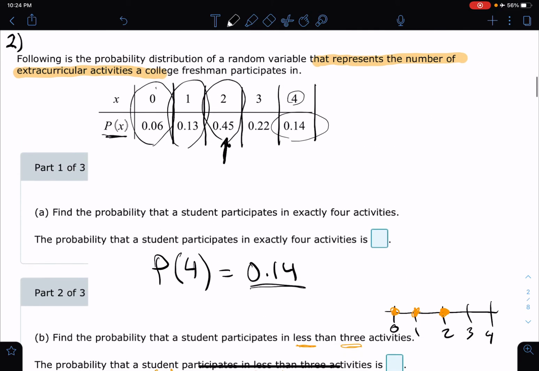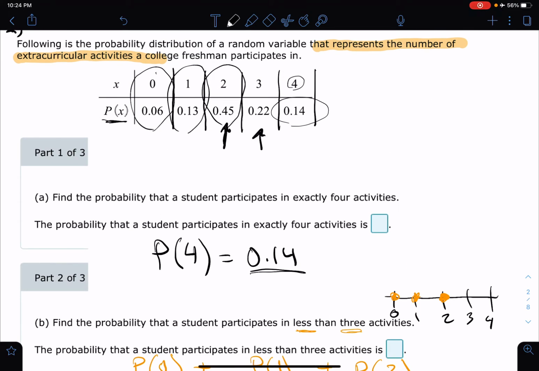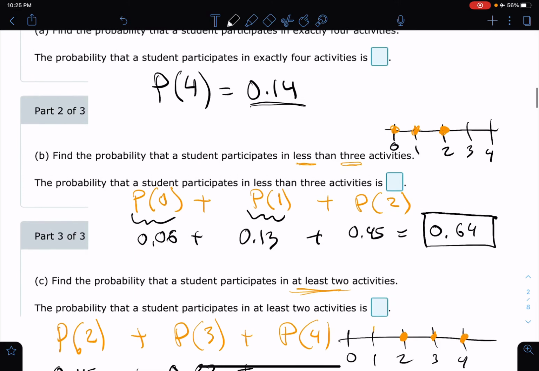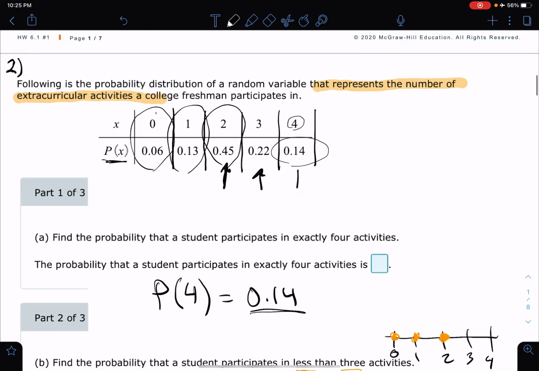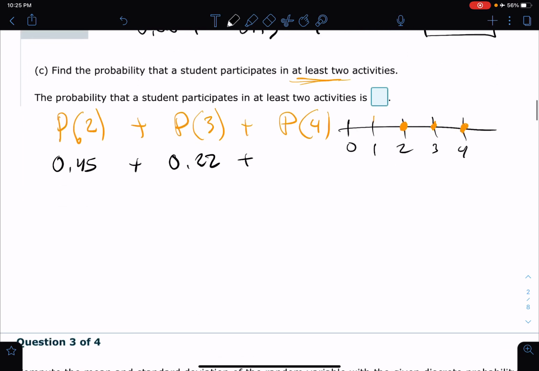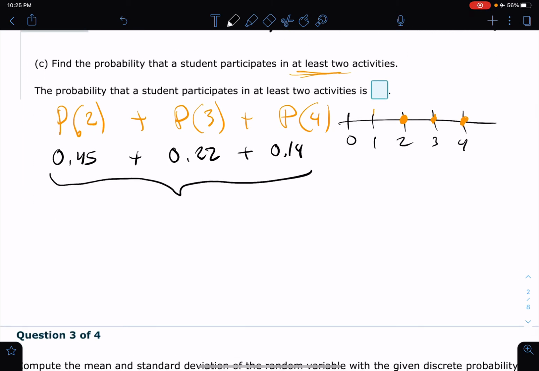Probability of 3 is 0.22. And the probability of 4 is 0.14. So when we add all this up, 0.45 plus 0.22 plus 0.14, we get the grand total of 0.81.